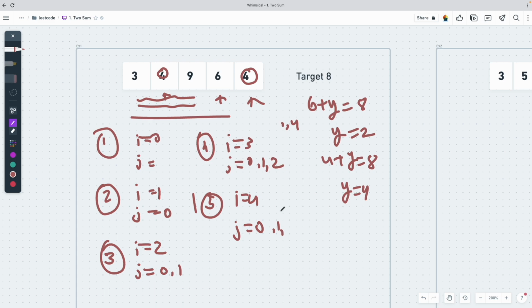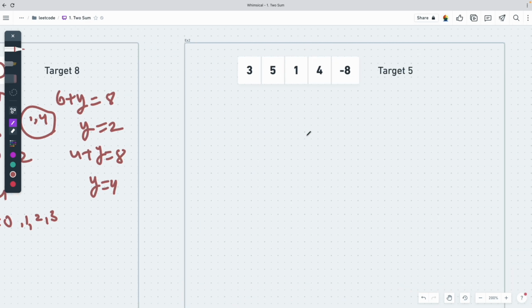So here i will be 4 and j can take values 0, 1, 2 and 3. So when i is 4 and j is 0, 4 plus 3 is 7, that is not the solution. When i is 4 and j is 1, 4 plus 4 is 8, so that is the solution and we break at that. So we get the indices 1 and 4.